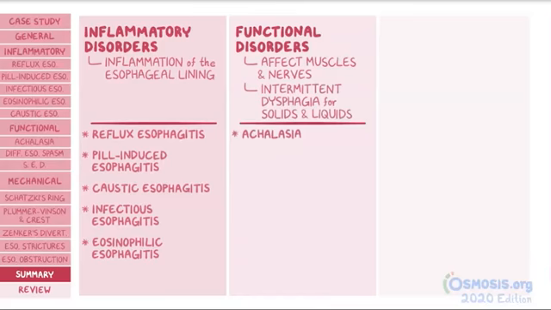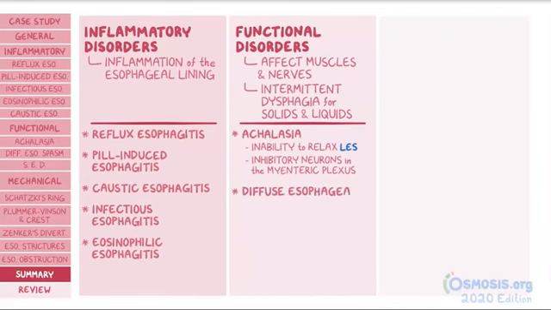Achalasia is associated with impaired esophageal motility and inability to relax the lower esophageal sphincter, and it's most commonly caused by idiopathic degeneration or damage of the postganglionic inhibitory neurons in the myenteric plexus of the esophagus. In diffuse esophageal spasm, peristaltic contractions of the esophagus are intermittent and uncoordinated, which leads to ineffective peristalsis of the esophagus. With sclerodermal esophageal dysmotility, the smooth muscle in the esophagus atrophies, and as a result, peristaltic contractions in the mid and distal esophagus becomes ineffective or totally absent.